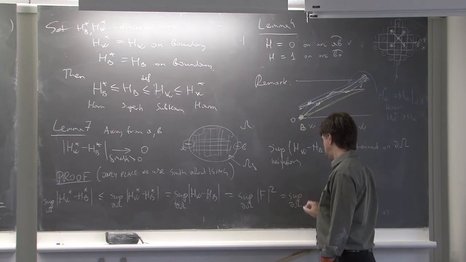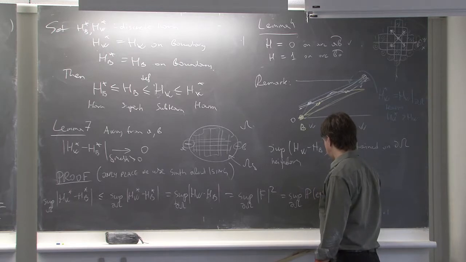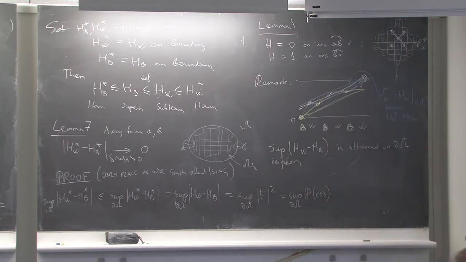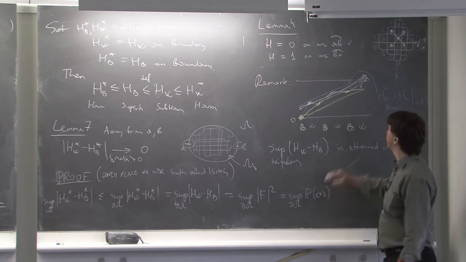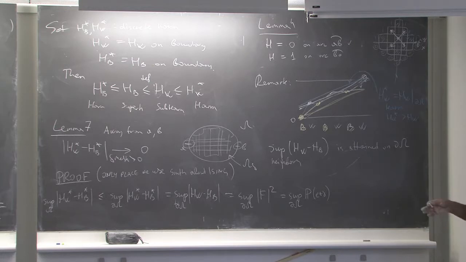Supremum over the boundary of omega, that probability that E belongs to our curve gamma. Now, of course that is equal to 1, because we know that at the starting point it belongs to it. But what I will do now, I will only prove it away from A and B, which I intended.